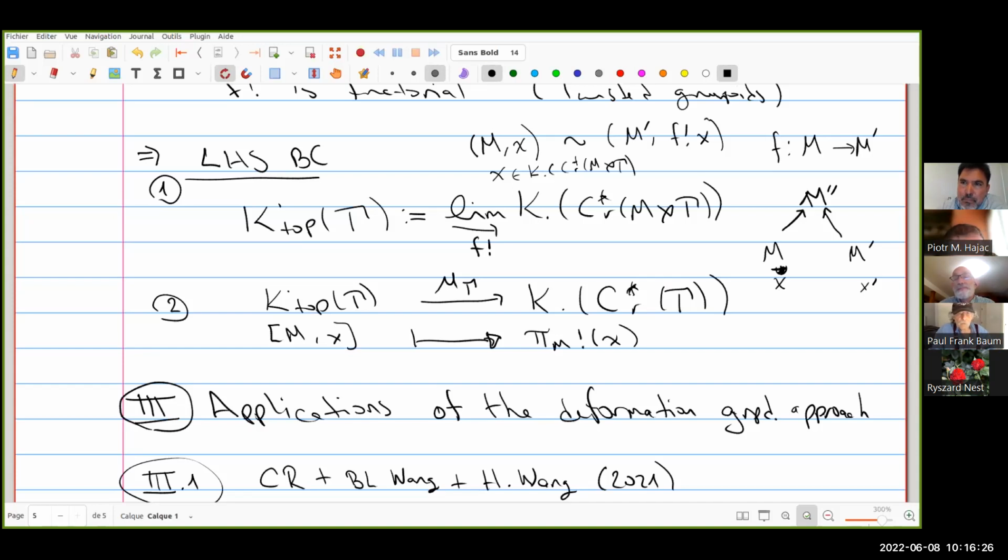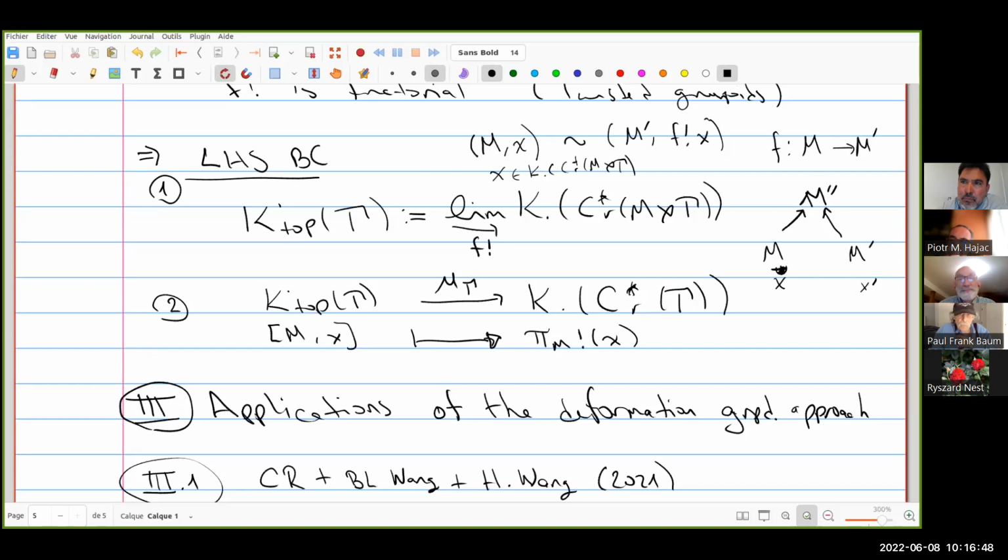I mean, this is a much more direct approach, which allows you to bypass all this formalism of the f lower shriek. It also allows you to bypass the deformation to the normal bundle. But I would strongly recommend, if I might, that this is a much simpler and much more direct approach.